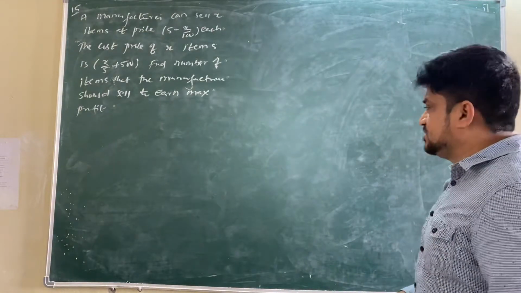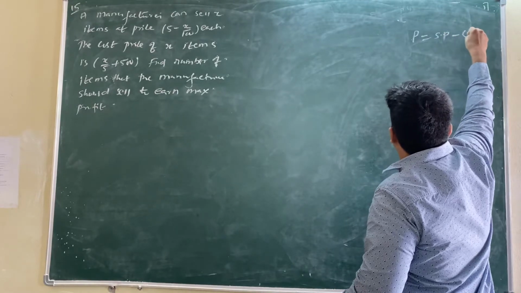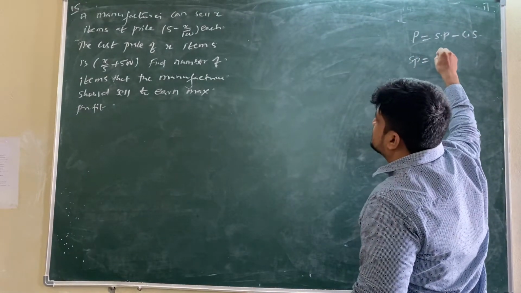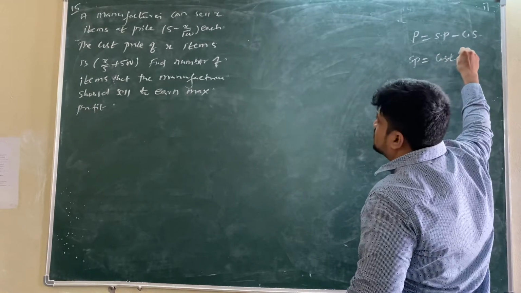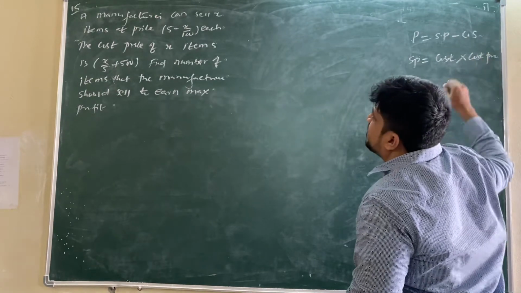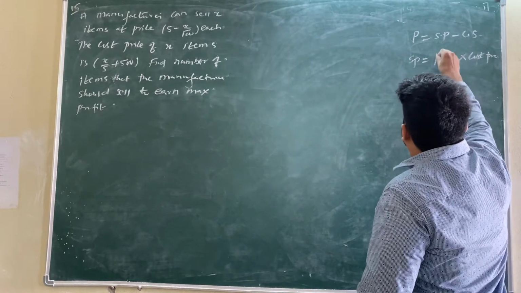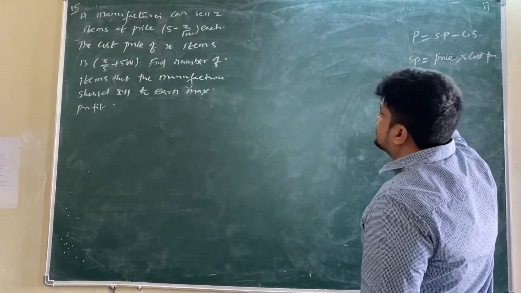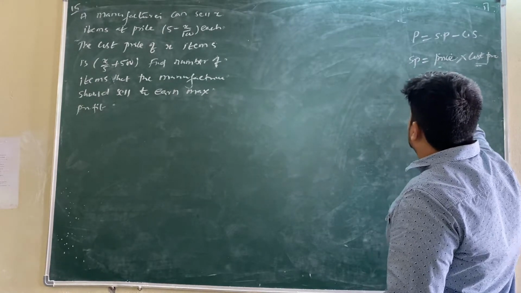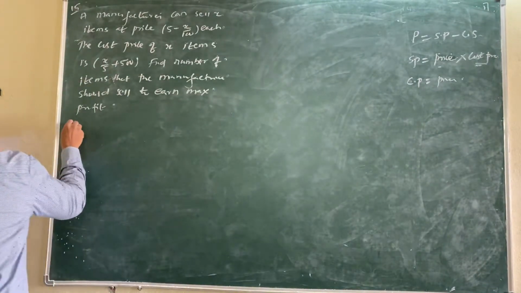You need to remember what is profit. Selling price minus cost. What is selling price? Price into cost price. And cost price is the function given to us. See, check this.